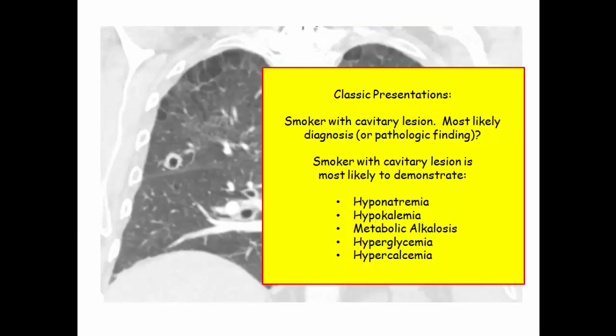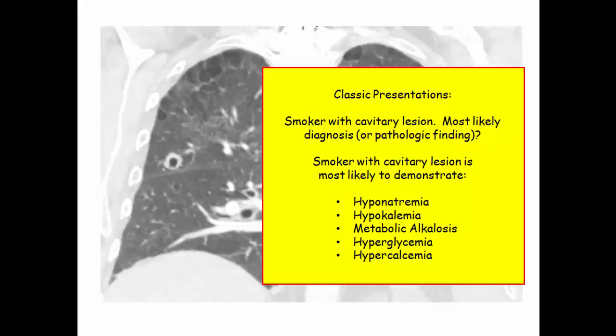So let's again look at how squamous cell carcinoma distinguishes itself from the pack. We have a smoker with a cavitary lesion. What would be the most likely diagnosis or pathologic finding? Keratin pearls and intercellular bridges. So we have the smoker with a cavitary lesion, i.e. squamous cell, is most likely to demonstrate which of the following paraneoplastic syndromes.